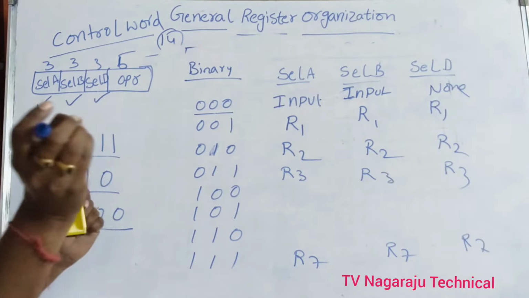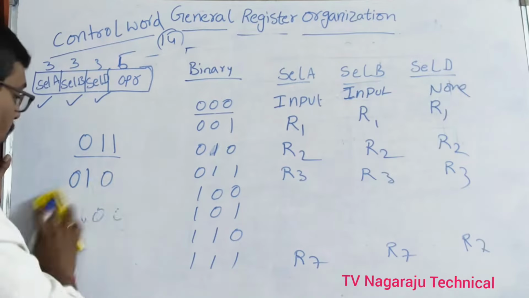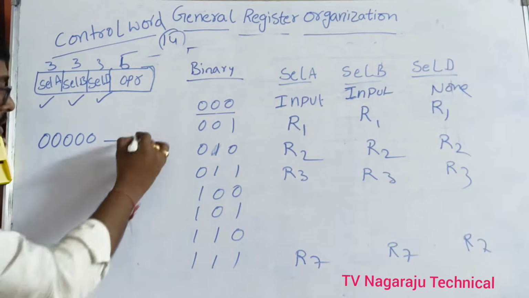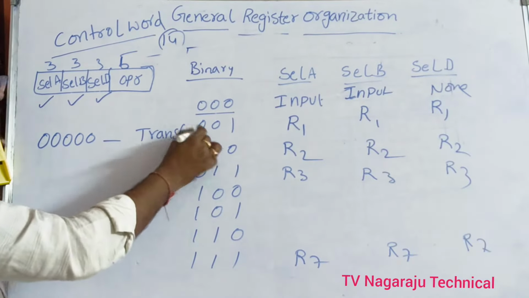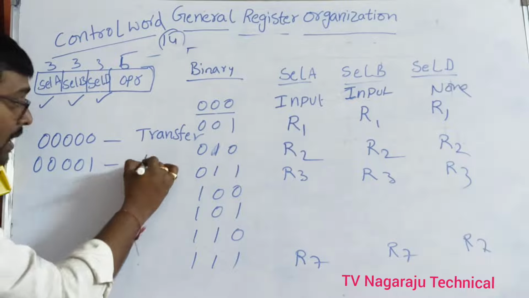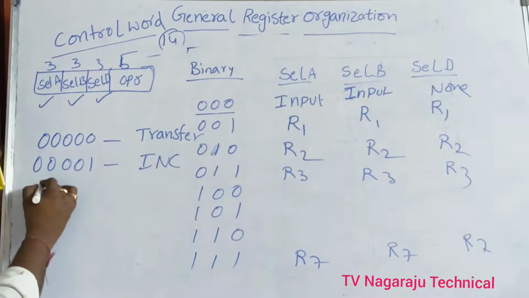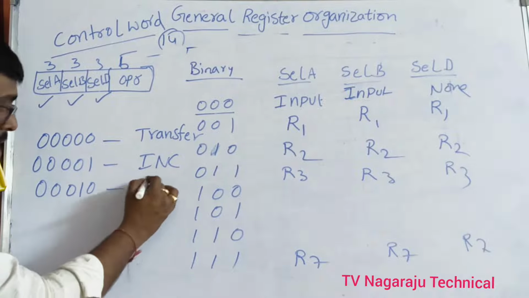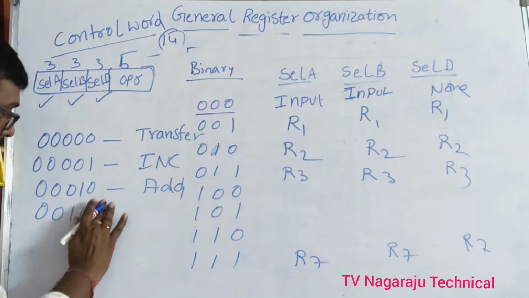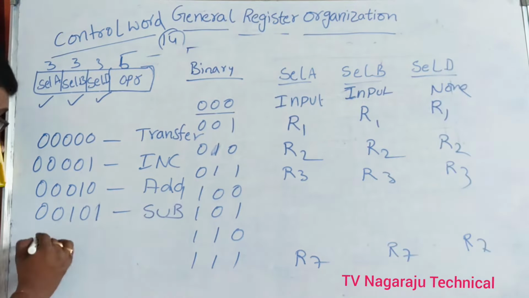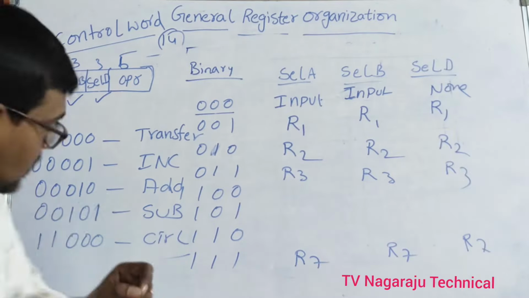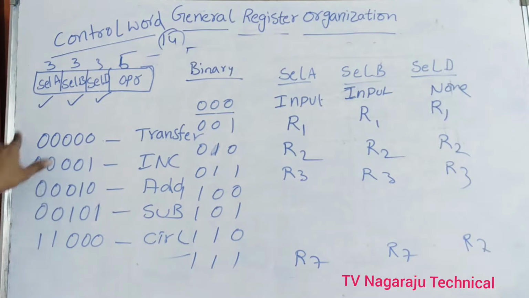What are the binary representations of operation? Simple thing. They are also represented by 5 bits. Suppose 5 zeros, the operation is transfer operation. For example, 00001, the operation is increment operation. Suppose 00010, the operation is add operation. 00101 is subtraction operation. For example, 10110 is circular left shift operation. Like this, different operations have different binary numbers.